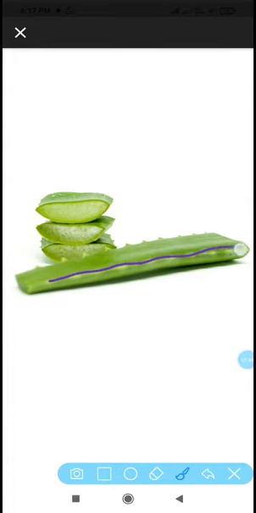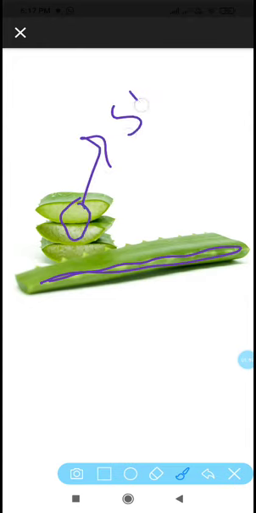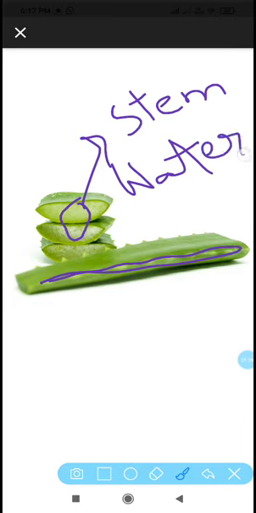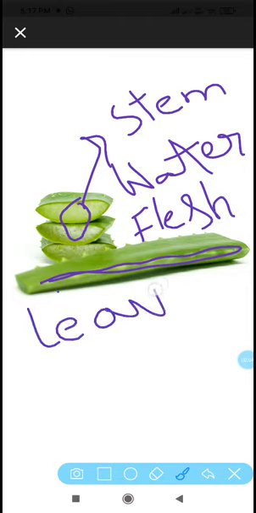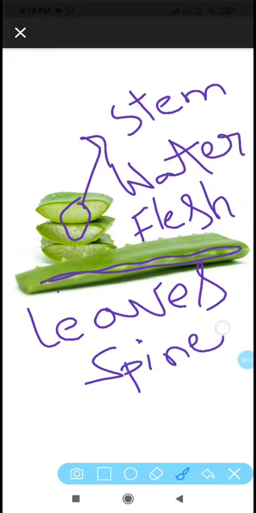Here you can see the leafy part, and this part which is storing the water is the stem part in aloe vera. So the stem is storing the water, that's why it is so fleshy. Fleshy stems can be seen, and the leaves are modified into spines. Why are the leaves reduced like this?